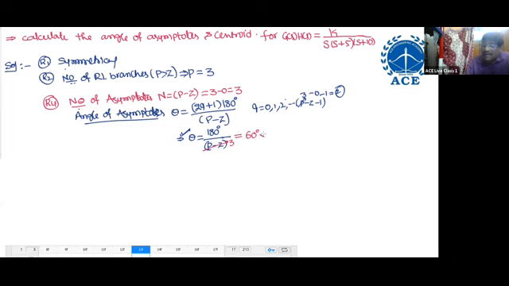Multiply with odd numbers: 60 into 1, 60 into 3, 60 into 5. Just multiply with odd numbers and we directly get the answer. 60 into 1, how much? 60. 60 into 3, how much? 180. 60 into 5, how much? 300. That gives the angles.